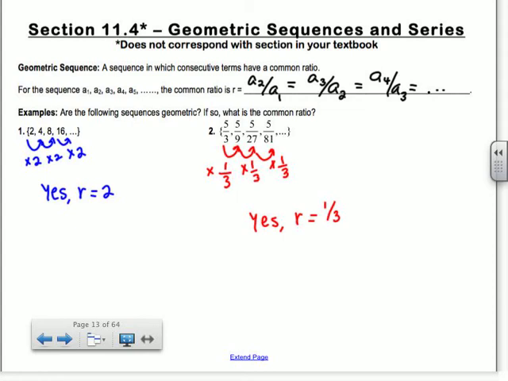So you can show all that side work and you can say, okay, is it equal to 4 divided by 2? Is it equal to 8 divided by 4? 16 divided by 8? Yeah, they're all equal to 2.